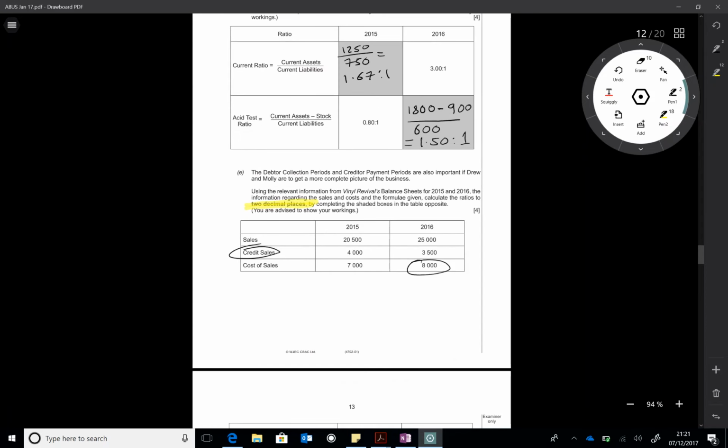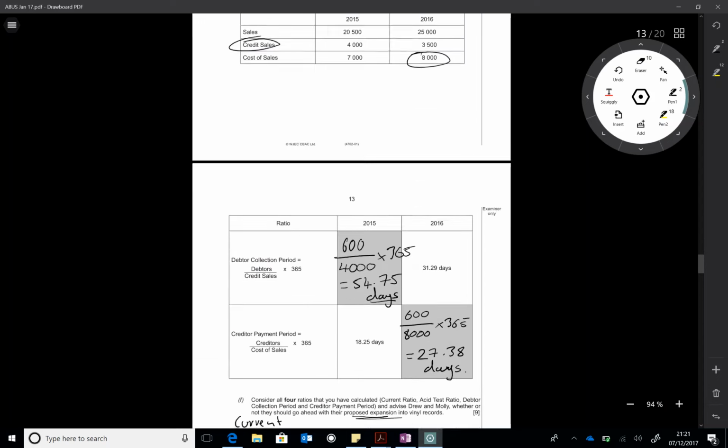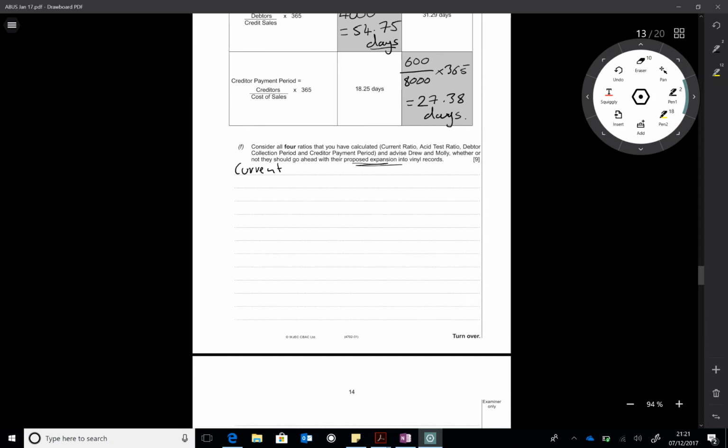the ideal should be 1.5 to 1. Now here in this example, we've gone from 1.67 to 1 to 3 to 1. So we are well above our expected amount. So if we look at our current ratio and we say it's above the average, and it improves, you're getting your first mark.